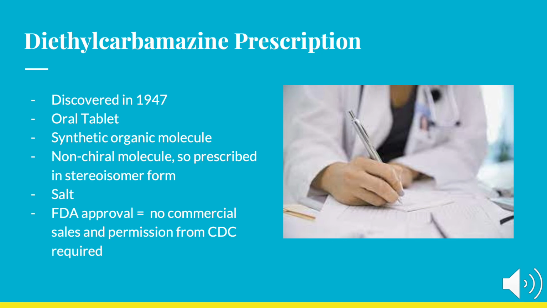Now let's talk about the prescription of diethylcarbamazine. The drug was discovered in 1947 and it is prescribed as an oral tablet or pill. This drug is a synthetic version of an organic molecule. It is a non-chiral molecule, so it's not prescribed in a stereoisomer form, and it is a salt. Diethylcarbamazine is currently not FDA approved for commercial sales due to evidence of further infection. To prescribe, doctors must contact the CDC with positive lab results of parasitic infection in their patients.